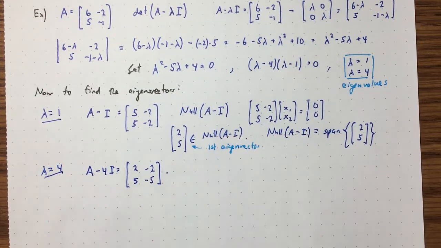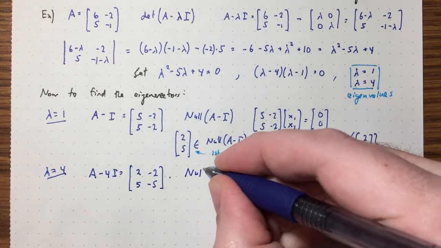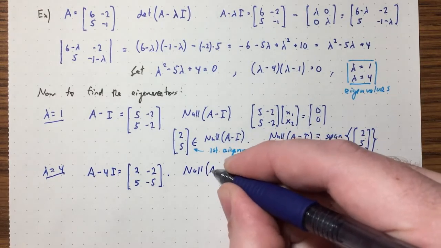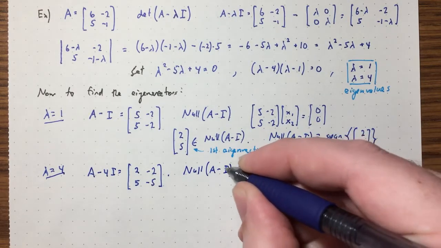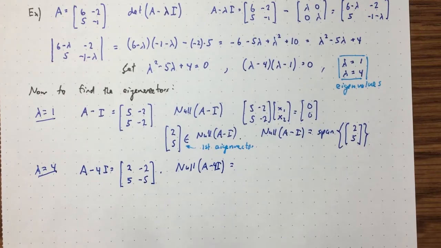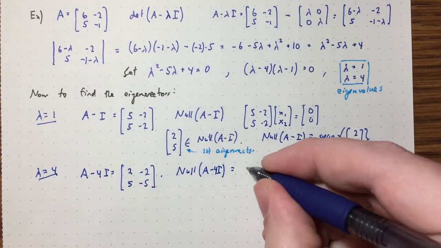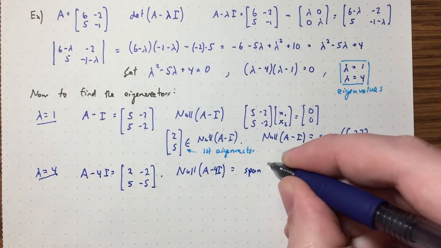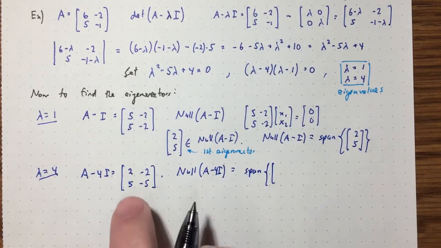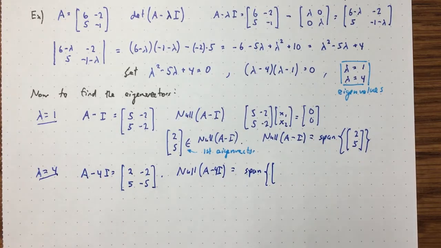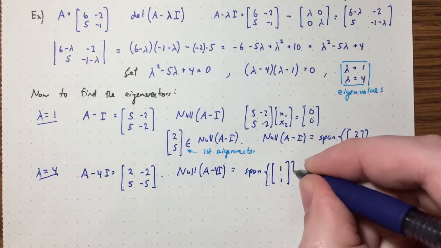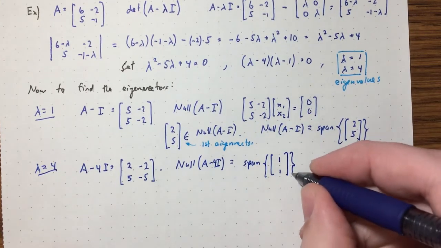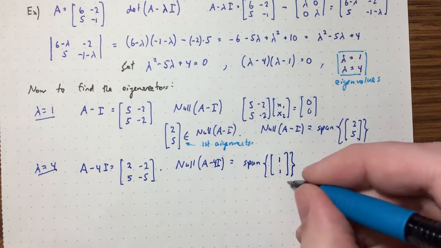Can you really quickly tell me a vector in the null space? Or in fact, what is the whole null space of A minus 4I? It's the span of... What combination of the columns gives me the 0 vector? 1, 1, right? I just added 2 columns and I get 0. So there's my second eigenvector.